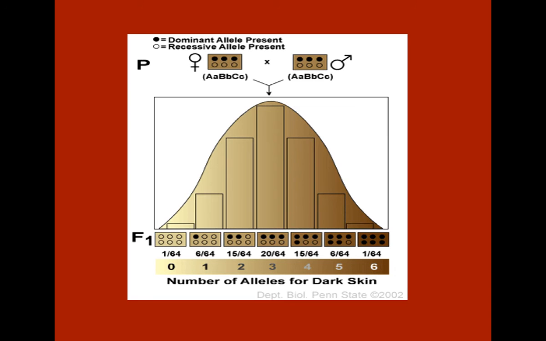All right, so we have skin color here, and you can see we've got a gradation. And again, that is something that is polygenic because we have multiple alleles. We have 6 alleles actually that could be for either light skin or dark skin.